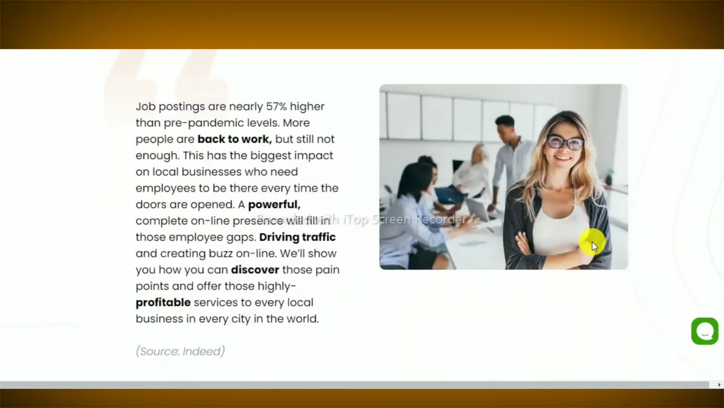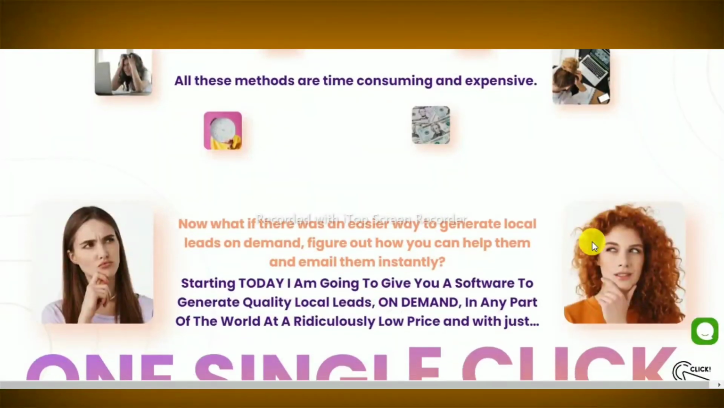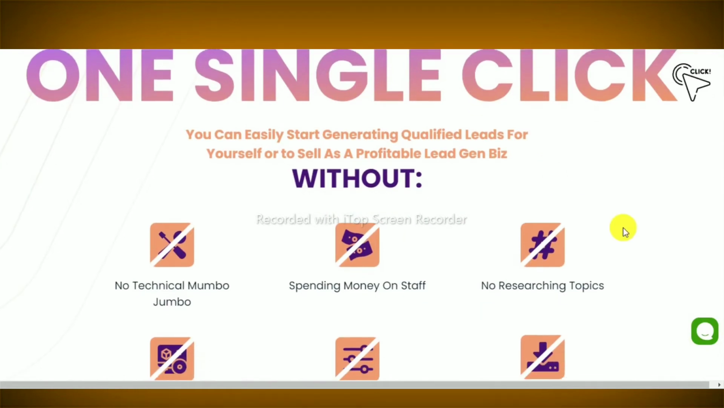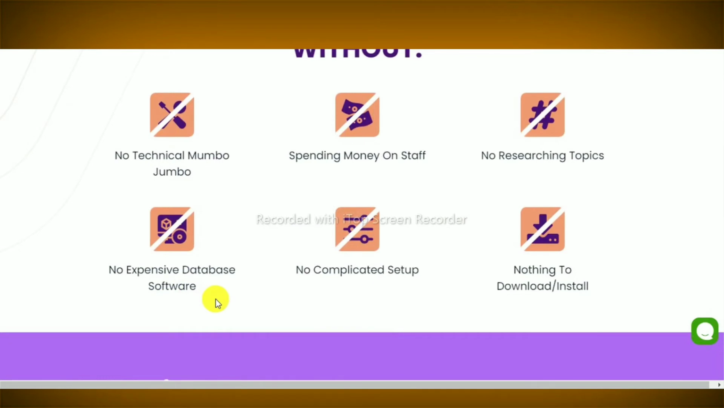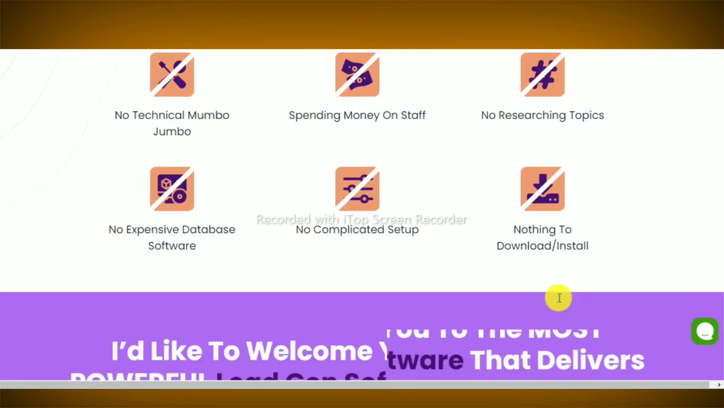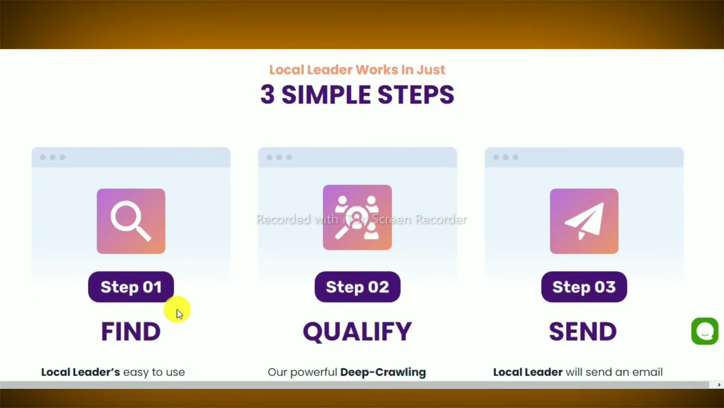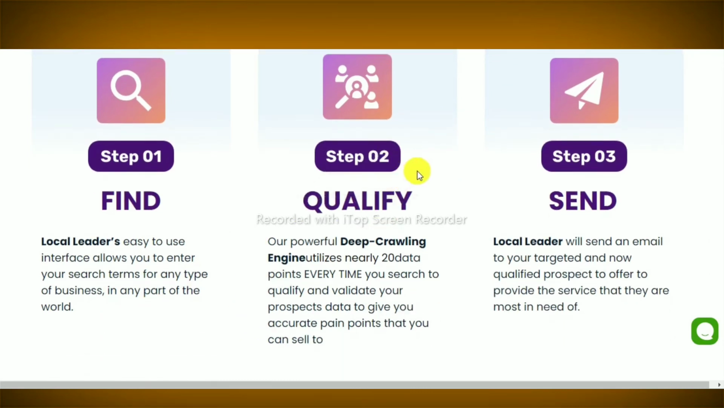If we come down below, we can see this. They said you can start your online lead generation process without technical mumbo jumbo, without spending money on staff, no researching topics, no expensive data software, no complicated setup, and nothing to download and install on your device. They define this process in 3 easy, simple steps. First step, as you can see, is find. Local Leader's easy-to-use interface allows you to enter your search terms for any type of business in any part of the world, so you can find them.